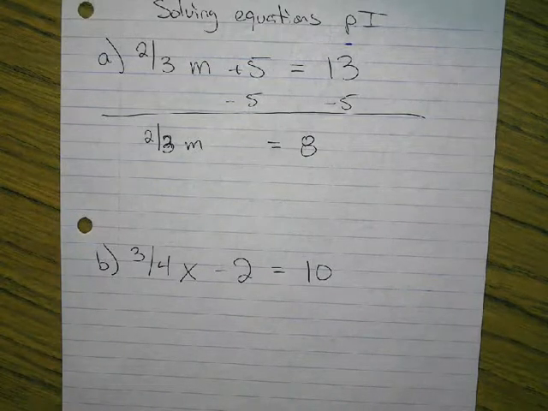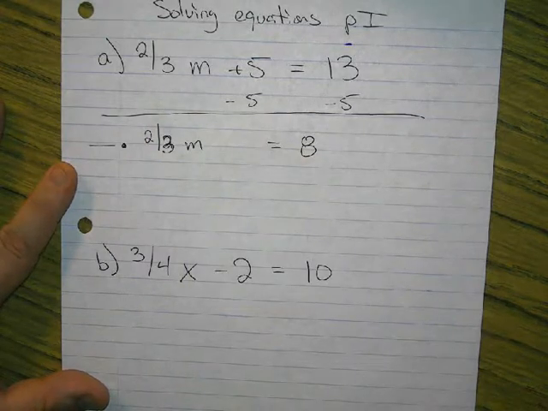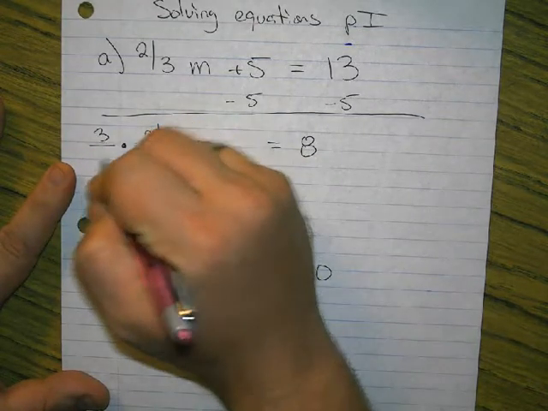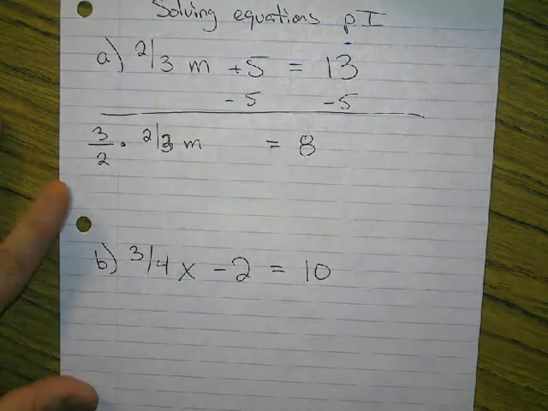Now, we want to get m by itself. Again, this time we have to take care of that thing that's being multiplied. What's the easiest way to neutralize a fraction? Multiply by its reciprocal, right? So if I want to get rid of 2/3, I multiply by the opposite, which is 3/2. All you do is you take the fraction, flip it upside down, and multiply.